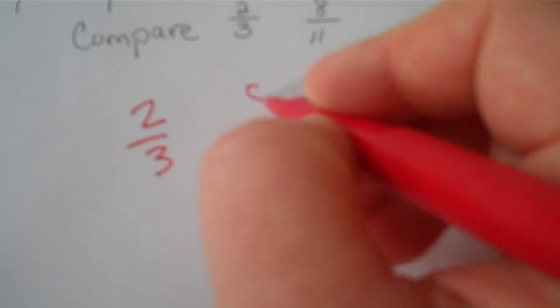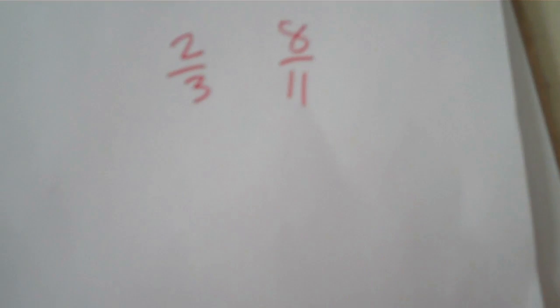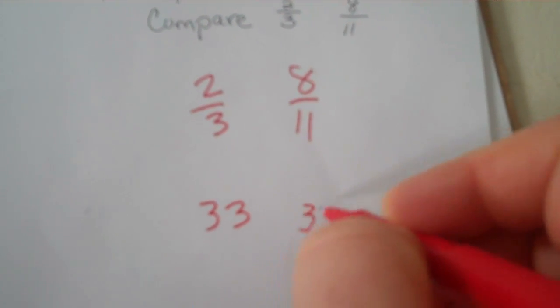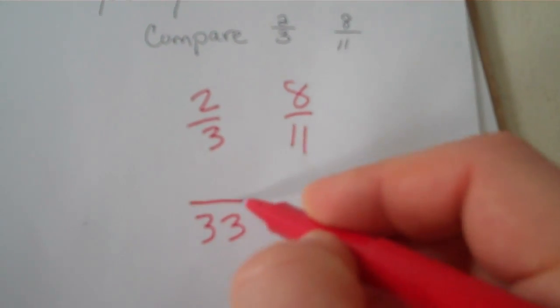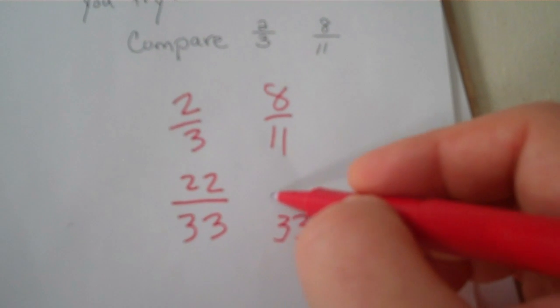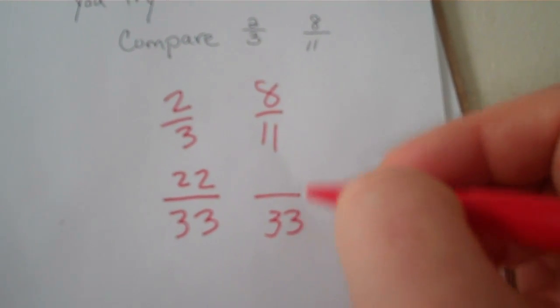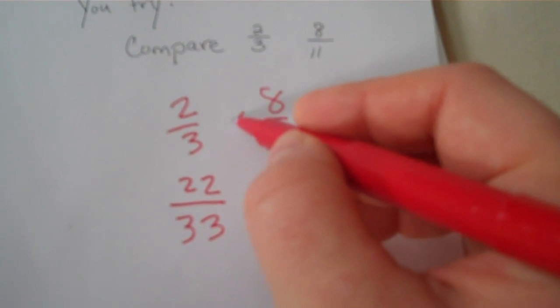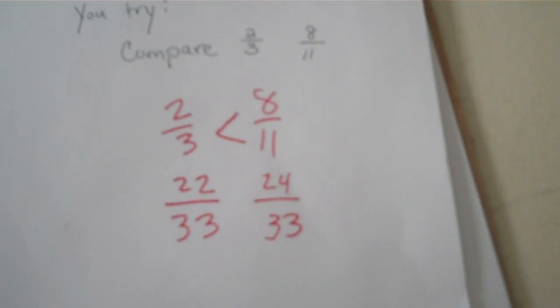Here's how I would solve it. A good common denominator is going to be 33. 3 times 11 is 33. 2 times 11 is 22. 11 times 3 is 33. 8 times 3 is 24. So 8/11 is bigger.